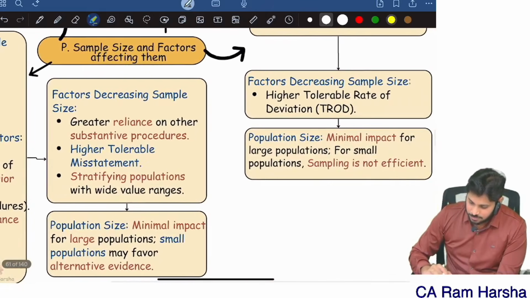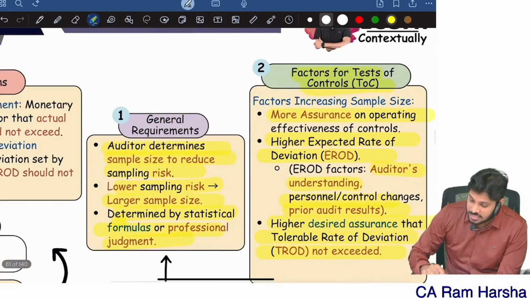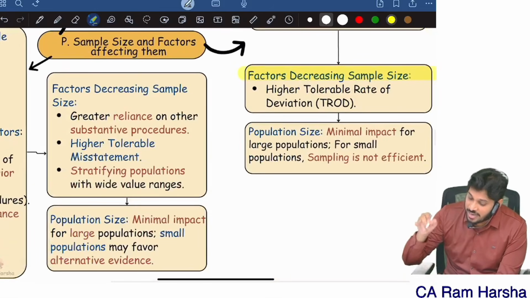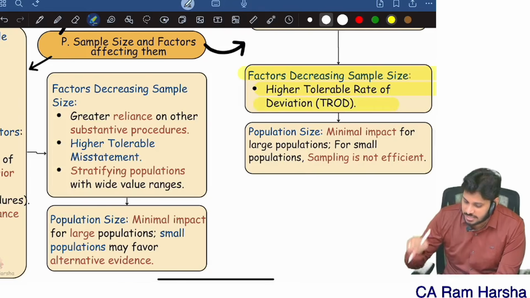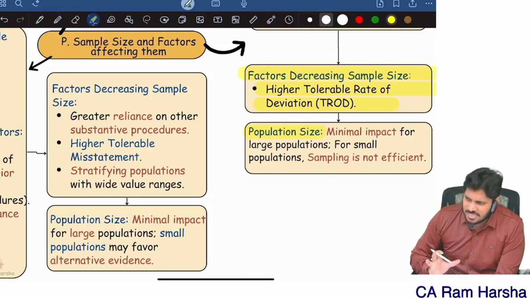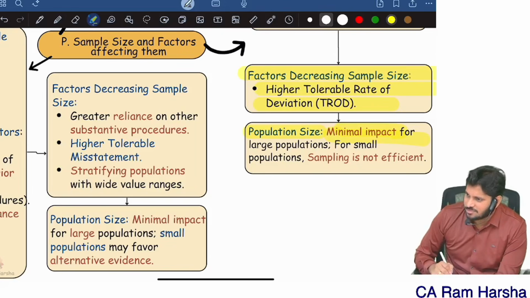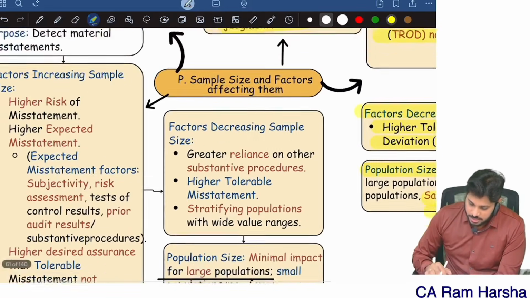Next, factors that will decrease the sample size. Here, no, factors that increase the sample size. What factors decrease? You have higher tolerable rate of deviation, you can decrease the sample size. Population size on sample size decision has a minimum impact. Yes or no? For smaller population, sampling is not efficient.